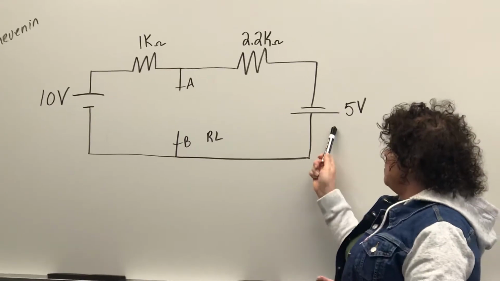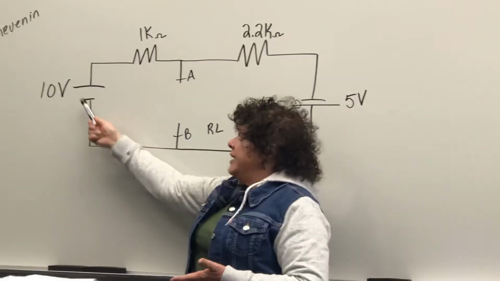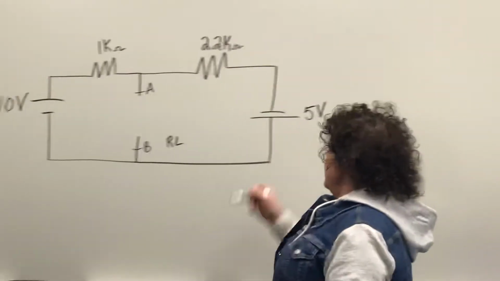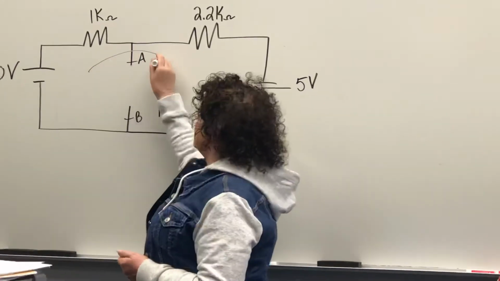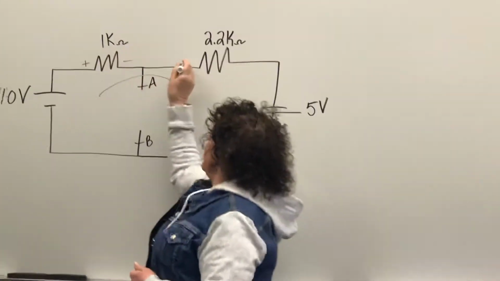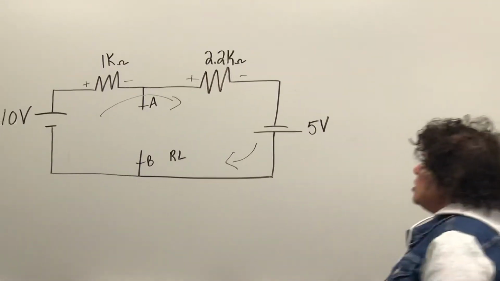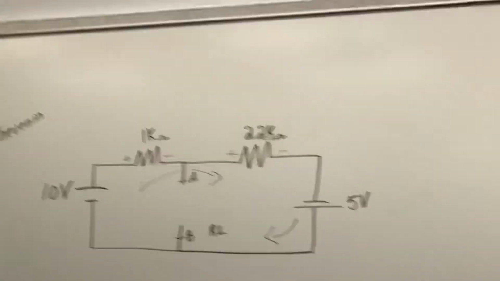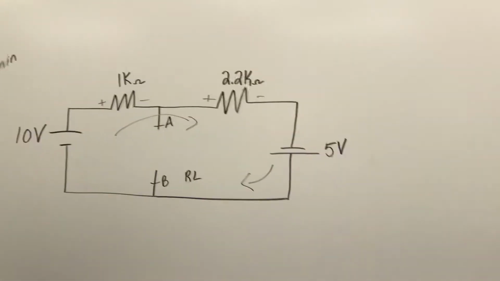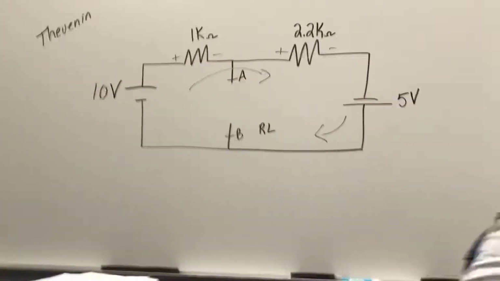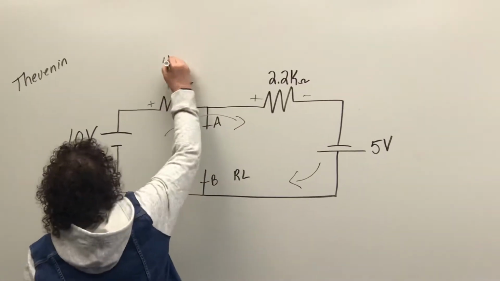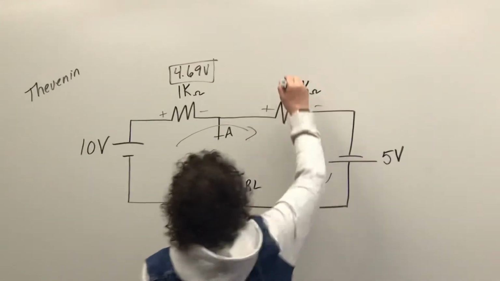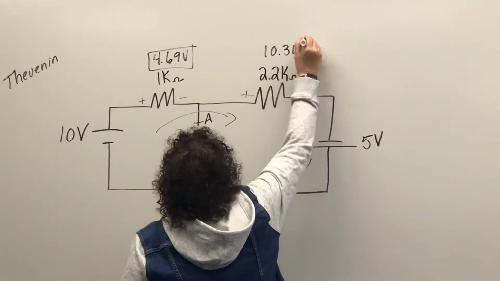So we have a -5 minus 10, so we have E total of 15 volts, and the polarity is going clockwise here. So it's plus to minus, plus to minus. So the voltage drops on the 1K and the 2.2K have to equal what? 15 volts. So we have 4.69 volts here. Okay. And then we have 10.31 volts here.